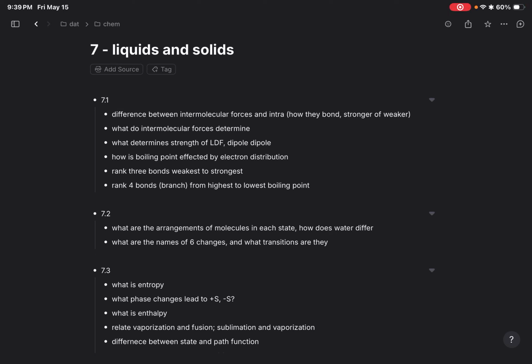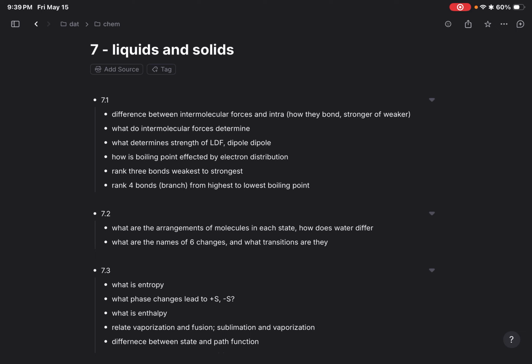You also get today liquids and solids. So, the difference between intermolecular and intramolecular. Intermolecular are between molecules, intra are within molecules. Intra is like ionic bonds or covalent bonds, while intermolecular are things like hydrogen bonds, dipole-dipole, or London dispersion forces. One more thing, intermolecular forces are like the physical connection, while intramolecular are like the chemical connection, like they're chemically altered.